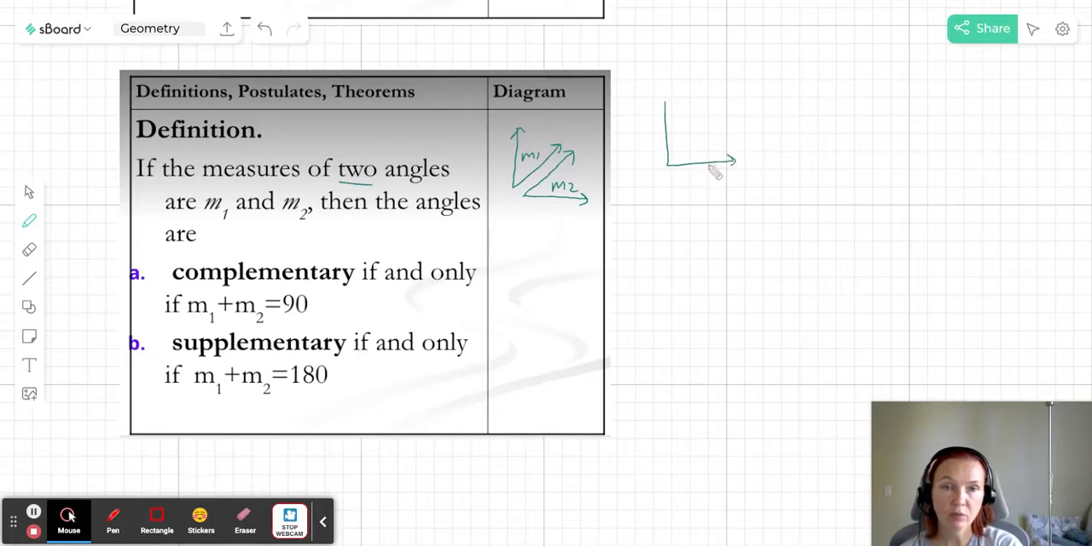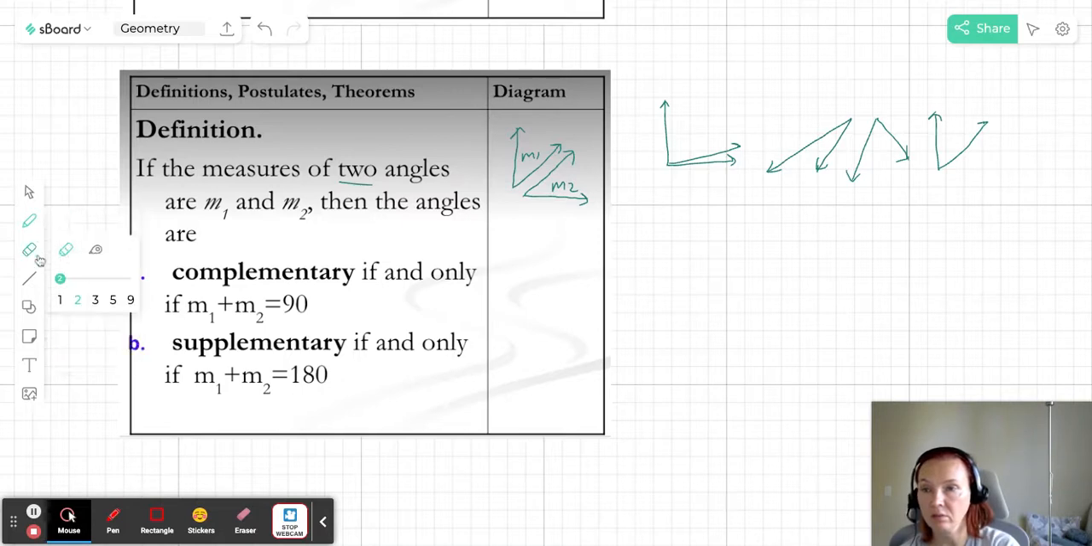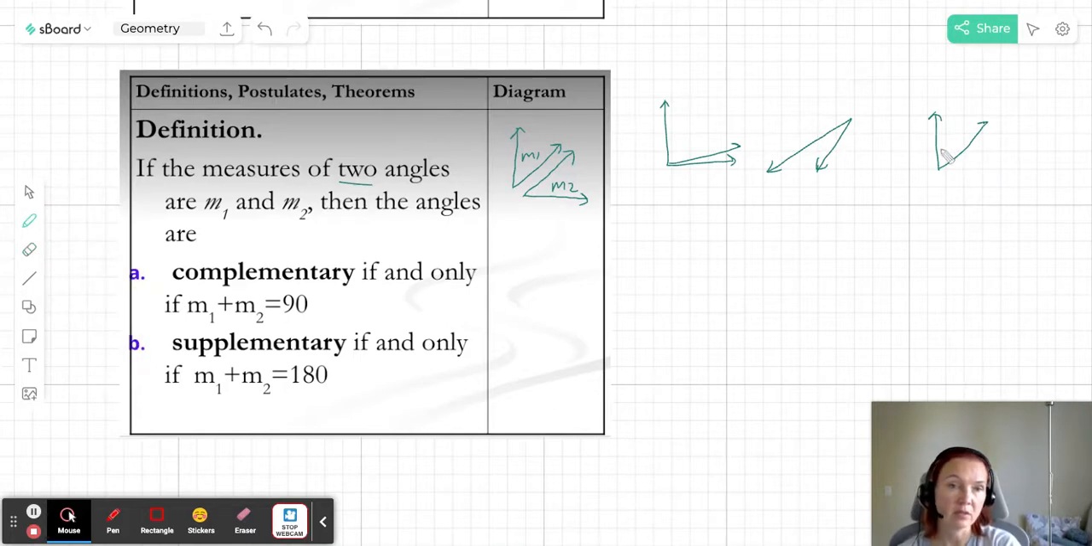Do they have to look like this? Do they have to share a side? No, they don't have to. That's why I drew a diagram that looks like this. If I add them up, I will get 90. I can have one angle pointing this way, another angle pointing that way, or pointing up. But if I add those two angles, I am going to get 90 degrees. So they will be complementary angles.